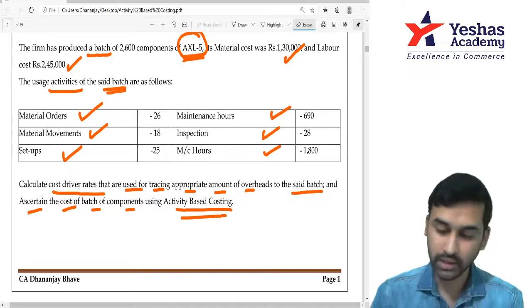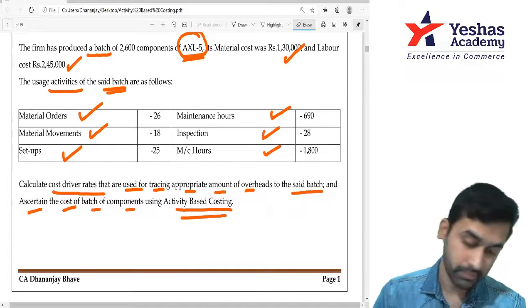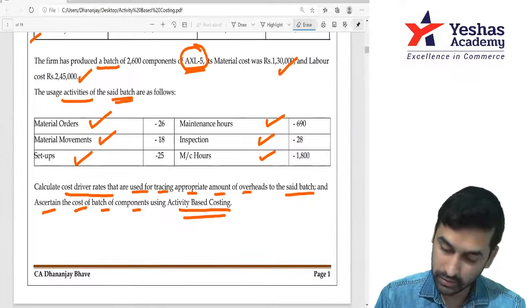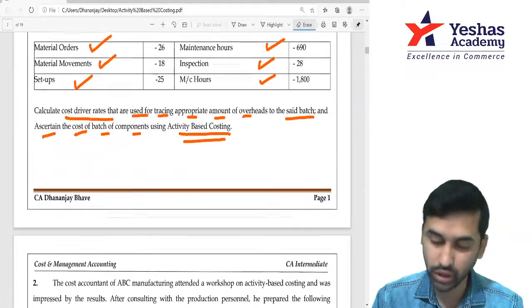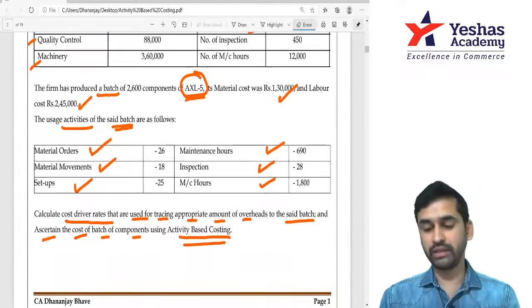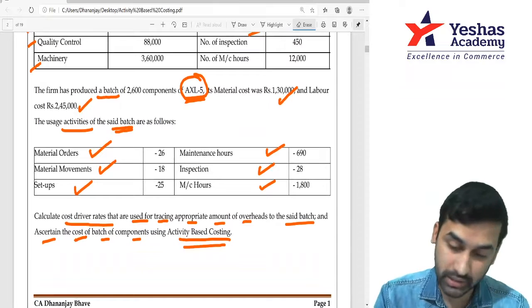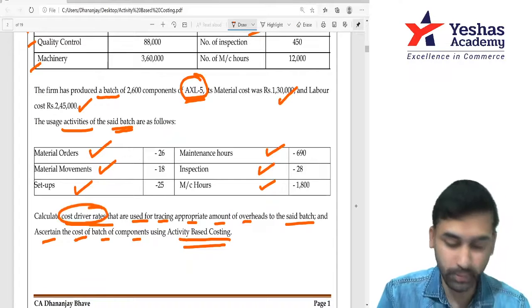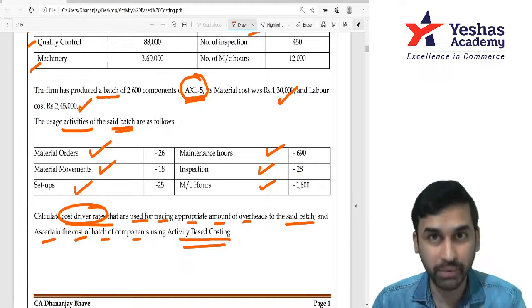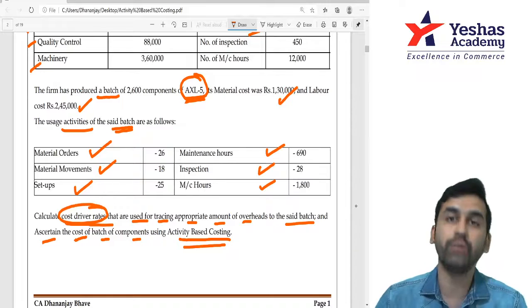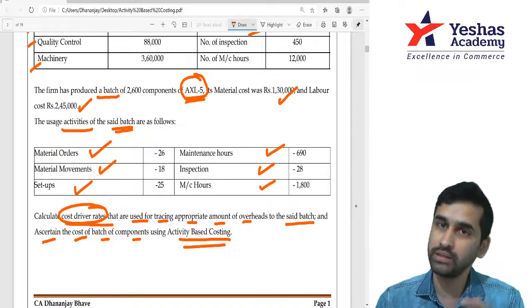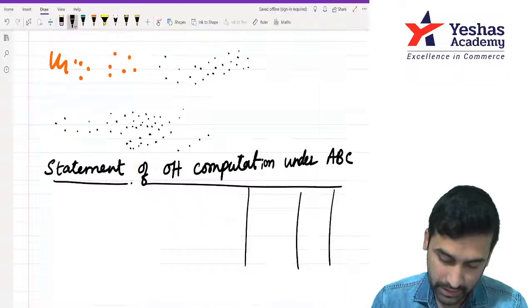Okay, here it is. So this is the end of the question. Correct. Next page is next question. All right. So what is the first thing that we need to find out? Cost driver rates. What do you mean by cost driver rate? For each department, you have to calculate how much is the cost per cost driver. Okay. Yes. Let us begin.